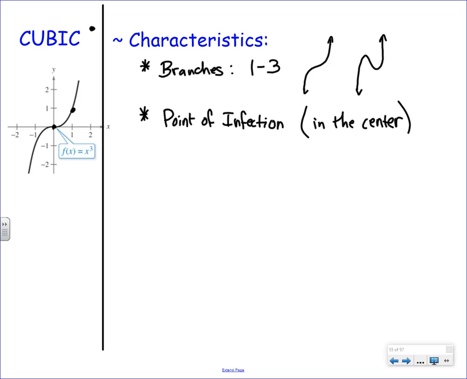Oh, that's kind of funny actually. Inflection. Could have an infection too. Poor little guy.